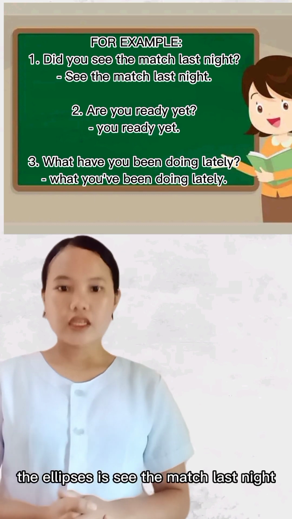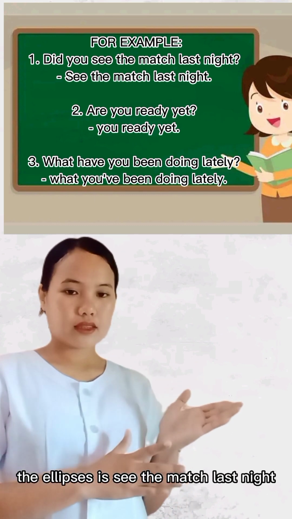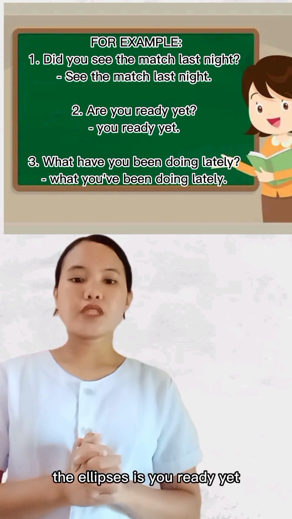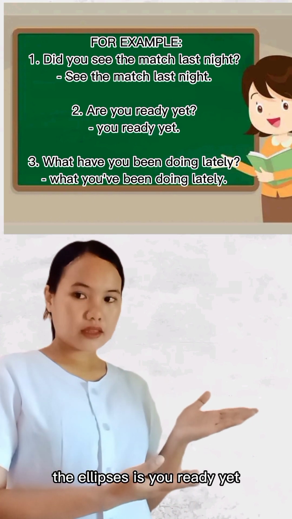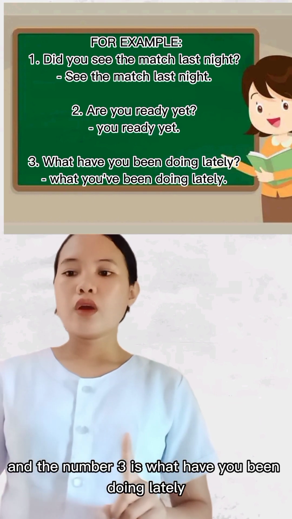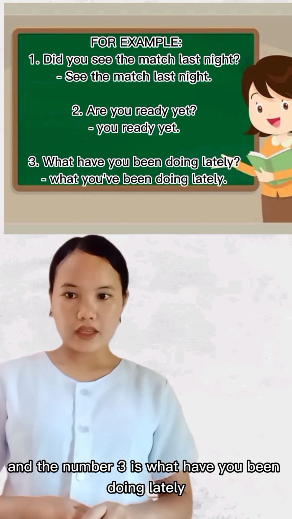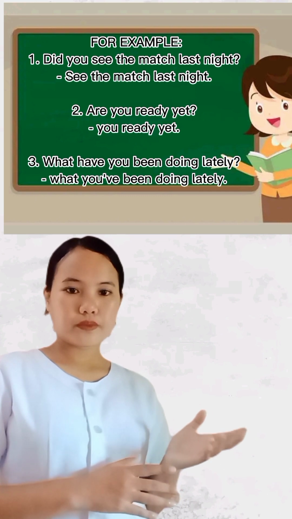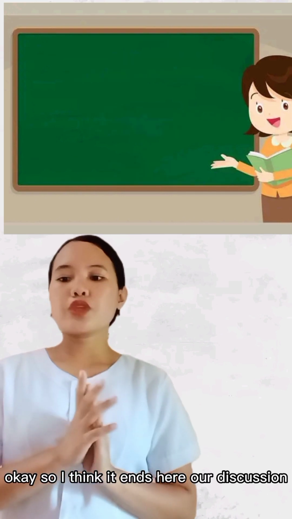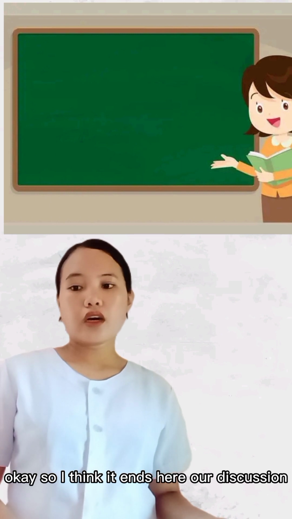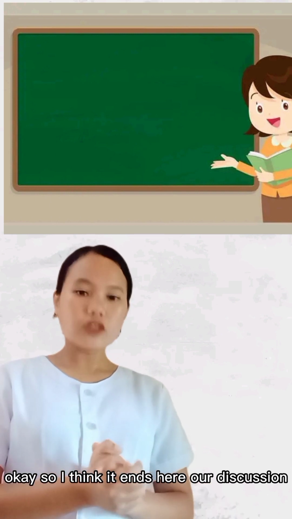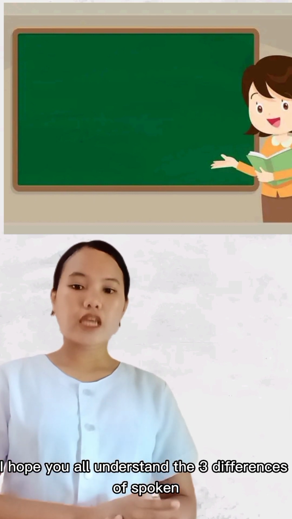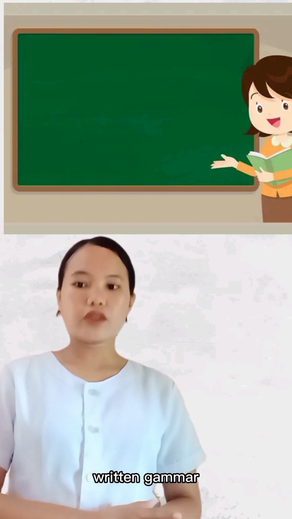The ellipsis is: see the match last night. Number two, are you ready yet? The ellipsis is: you ready yet? And number three is, what have you been doing lately? The ellipsis is: what you've been doing lately. Okay. So I think our discussion ends here. I hope you all understand the three differences of spoken and written grammar.